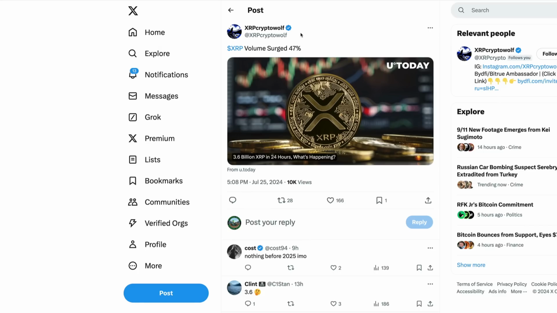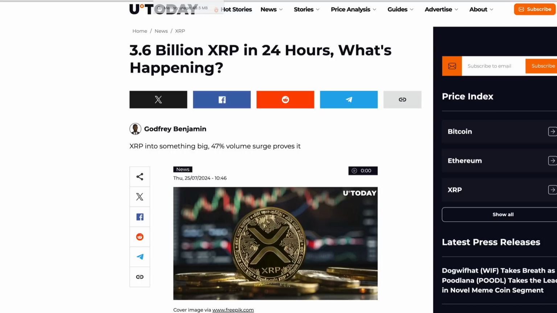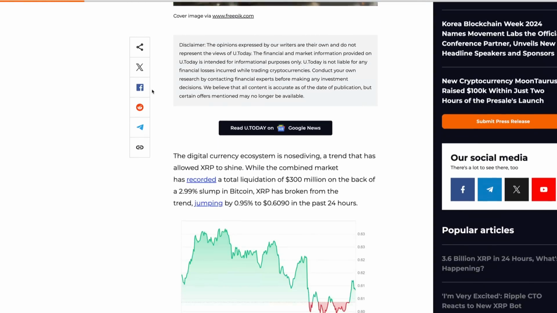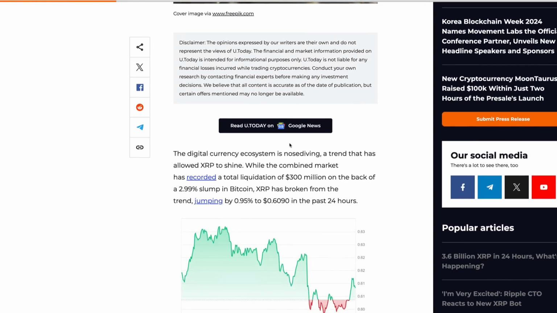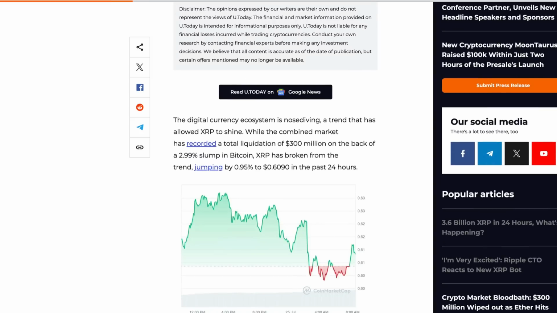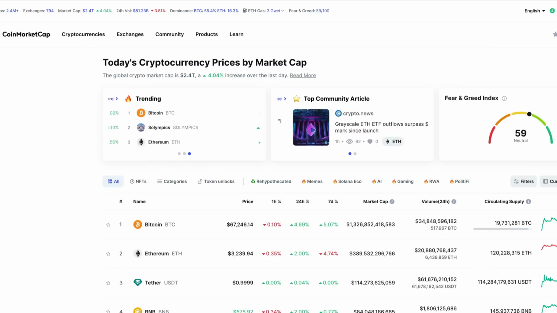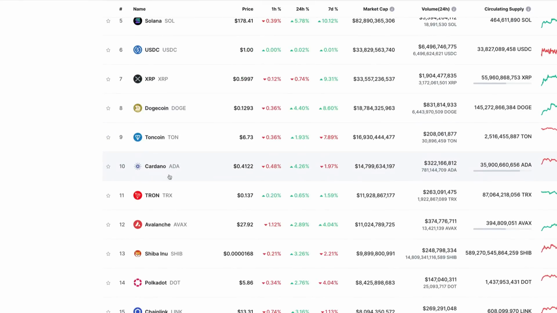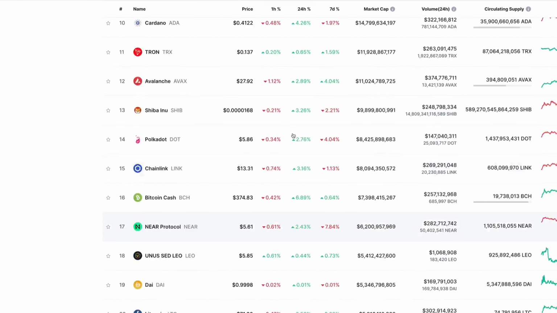We're also seeing XRP volume surging, okay? That volume has surged by 47% considering all the institutional investors that we've seen pile into XRP. It does make sense. Also, the fact that the price has maintained levels, whereas other cryptocurrencies have not fared so well, especially over the last week.